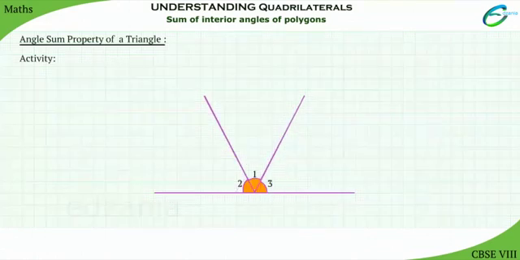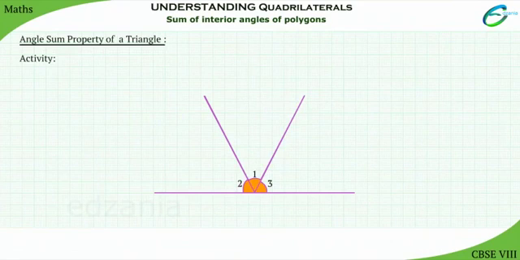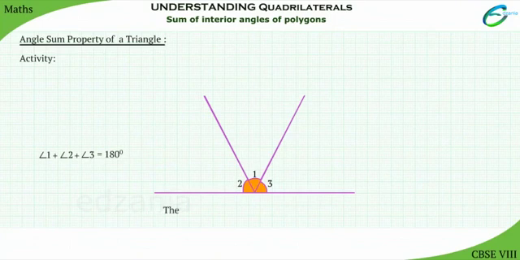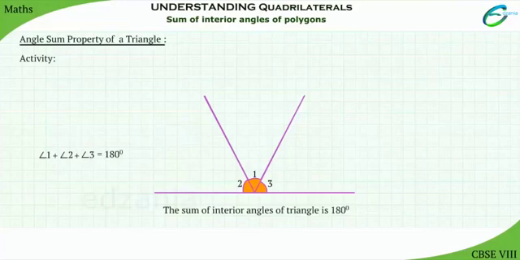How are the 3 angles formed? They are formed in a straight line. What is the angle measure of a straight line? 180 degrees. We can conclude that the sum of interior angles of a triangle is 180 degrees.